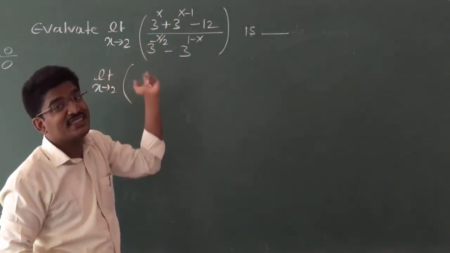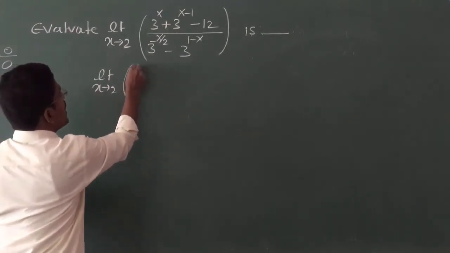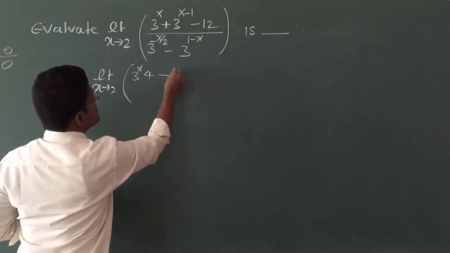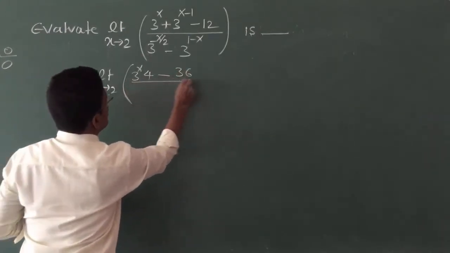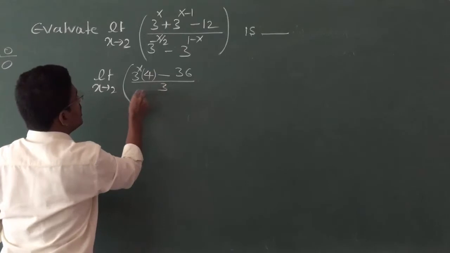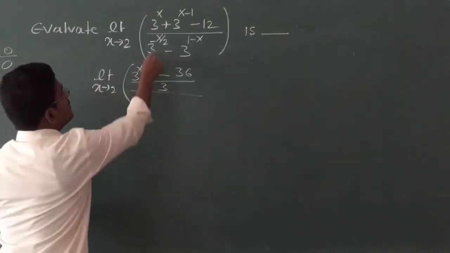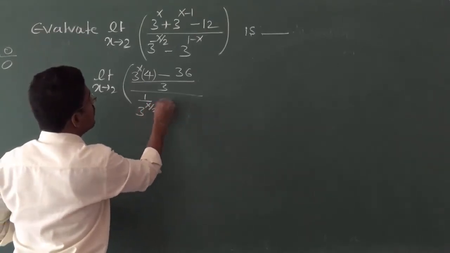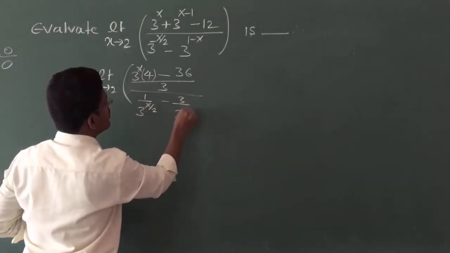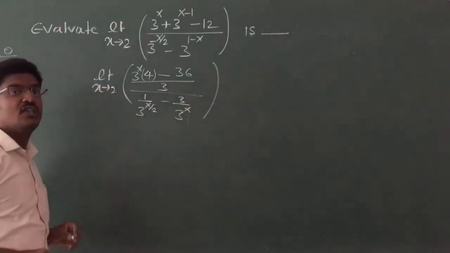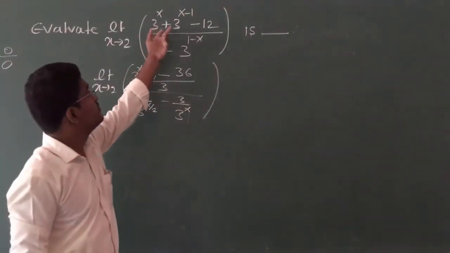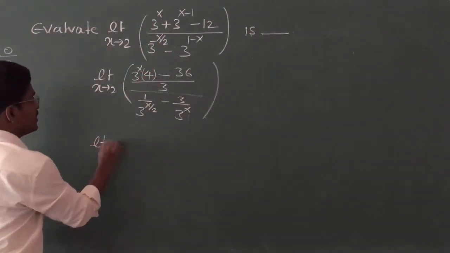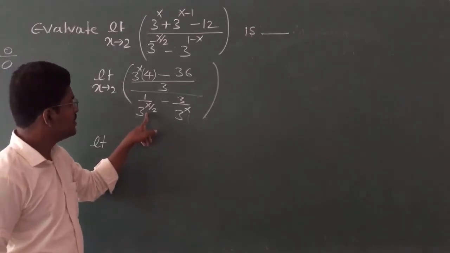I can take 3 to the power of x as common. So here I will remain with (4 minus 36 divided by 3) whole divided by, this can be written as 1 by 3 to the power of x by 2 minus 3 divided by 3 to the power of x. Clear, students? So directly I have simplified these two and I have taken LCM. Okay, so now limit, see here, you have 3 to the power of x by 2.